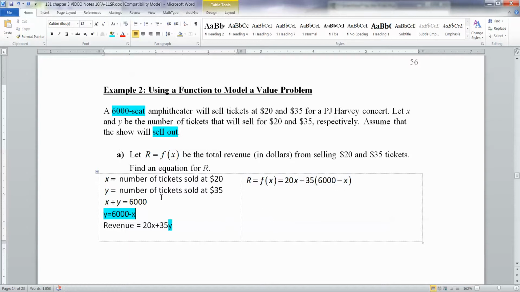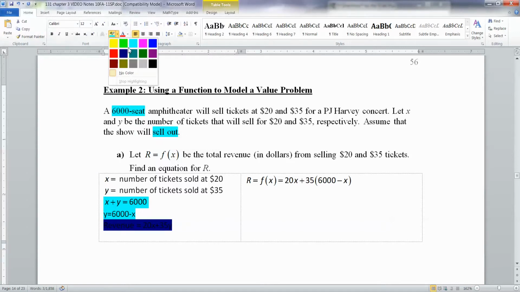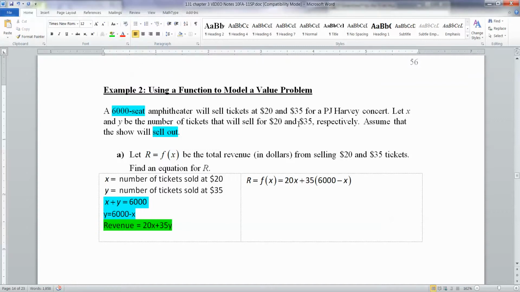Okay, so let me reiterate. X plus y has to be equal to 6,000. That's because they tell us that it sells out. So all of this is really based on that aqua part right up there. The fact that it's a sellout and stuff. And then the revenue part, the whole 20x plus 35y, that part's coming from right here where they're selling the tickets for $20 and $35 right there. Right, so that's going to be your revenue. Well, they tell you up here as well. They tell it to you twice. They didn't really have to.